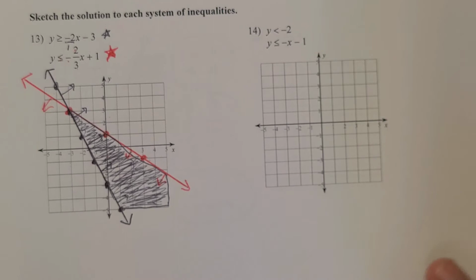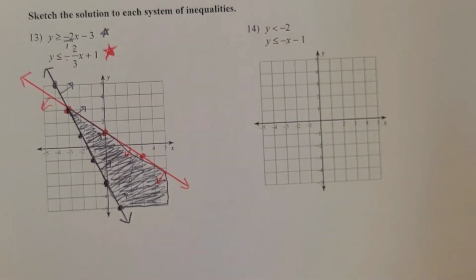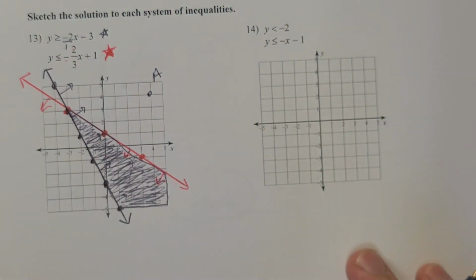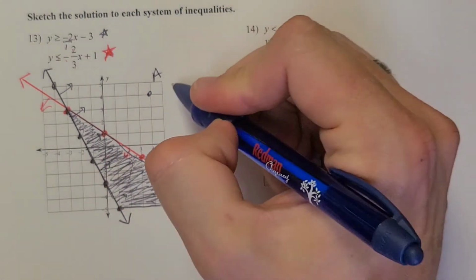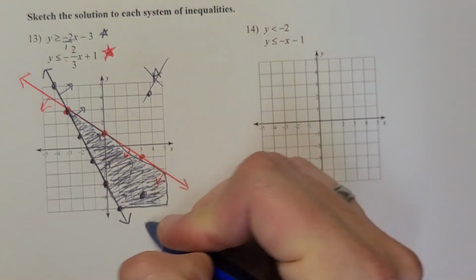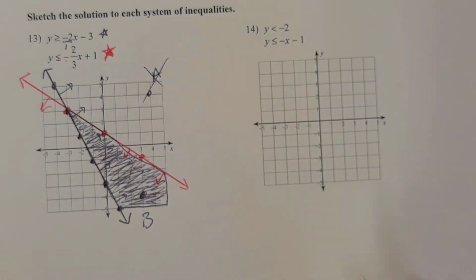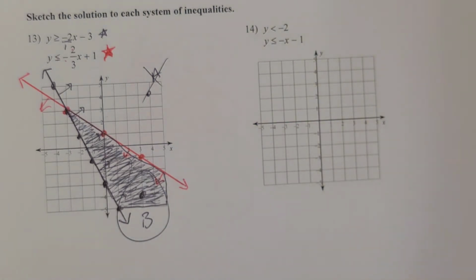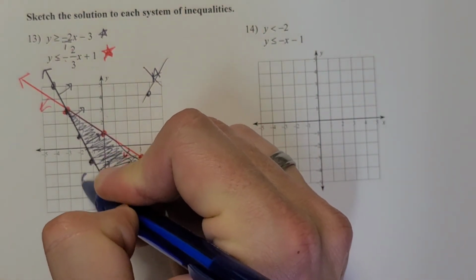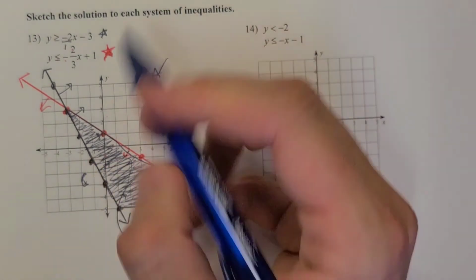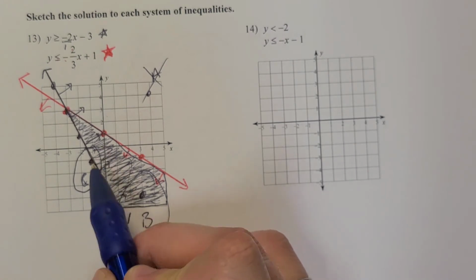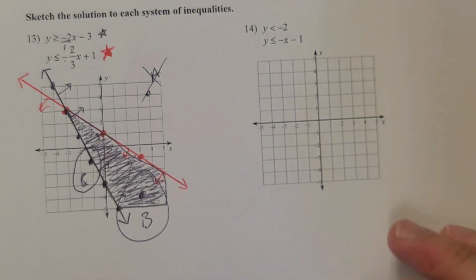Done. All right, then remember, if I were to ask you questions, if I were to say like, is this point A a solution to the system? You would say no. If I were to say, this point B right here, is that a solution to the system? You would say yes, so on and so forth. Even if I were to ask this point C right here, is this a solution? You would also say yes, because it is on a solid line, so it's included.